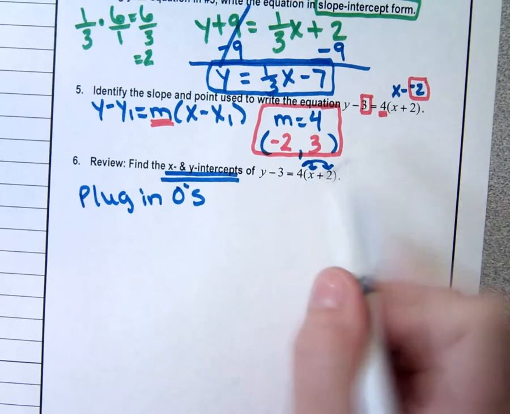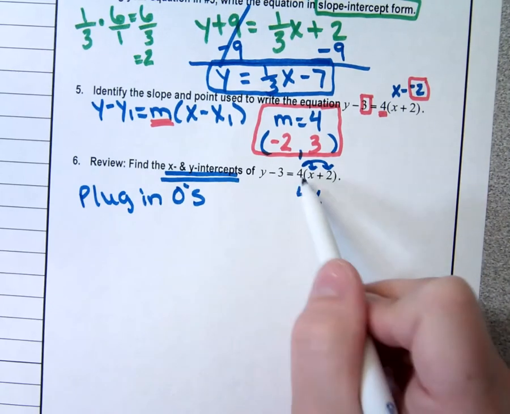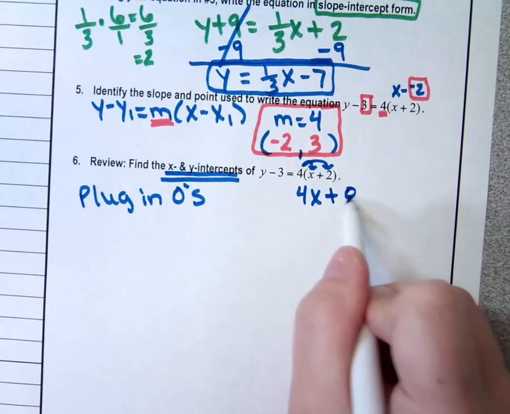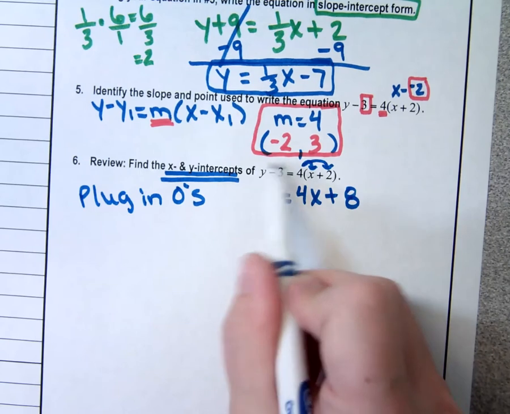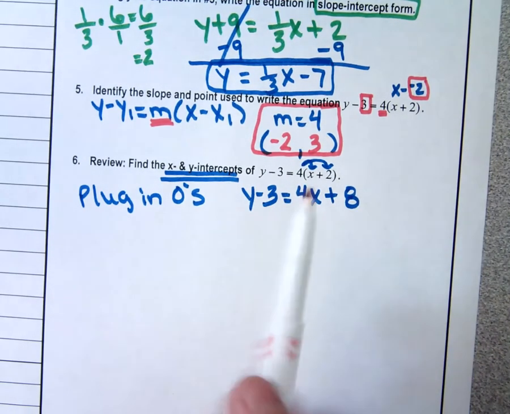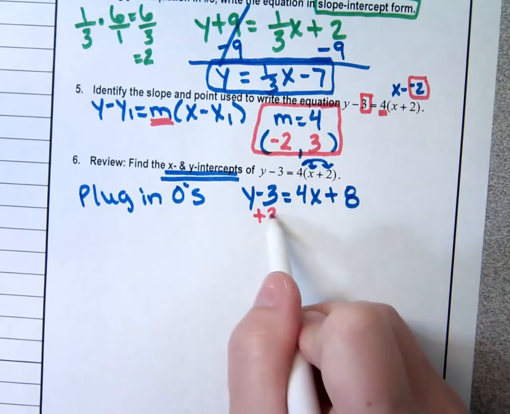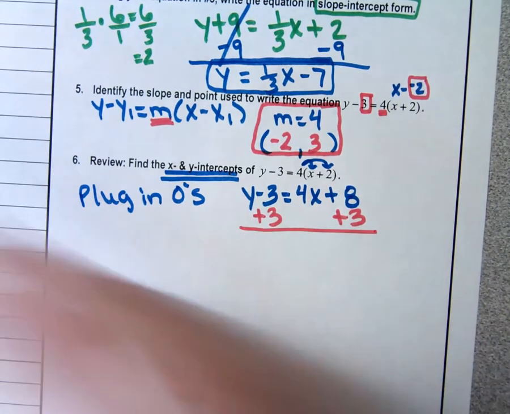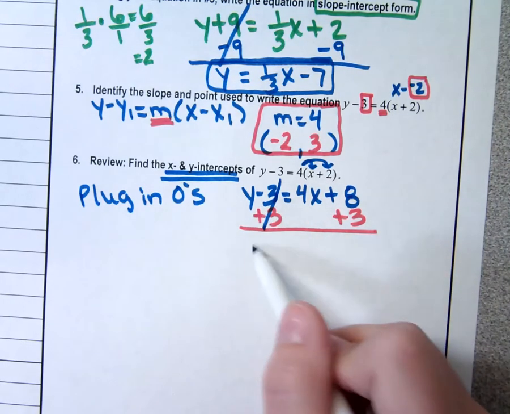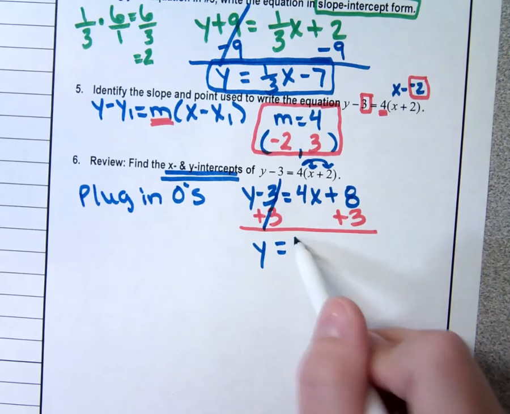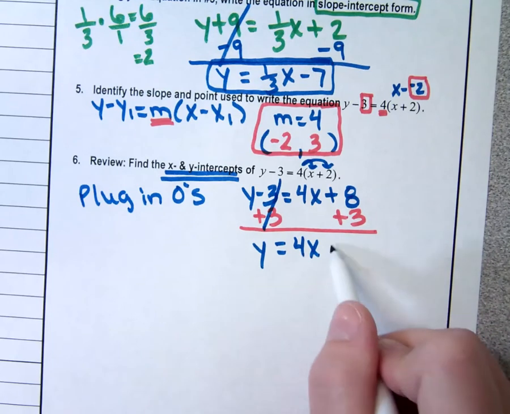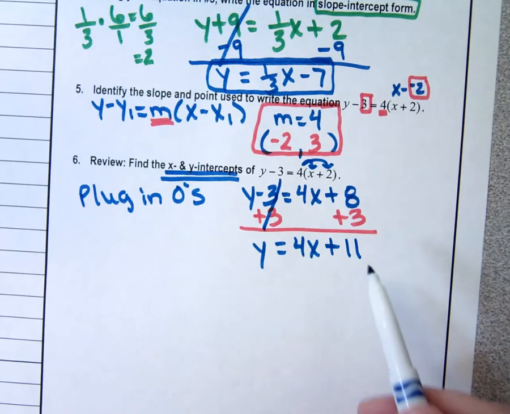How much is 4 times x? 4x. How much is 4 times 2? 8, and it's positive, so I put plus 8. Bring down the equals, and bring down the y minus 3. Now, to get y by itself, how do I move this minus 3? I add 3 to both sides. Negative 3 plus 3 is 0. That's gone. Bring down your y, bring down your equals, bring down your 4x. And then how much is 8 plus 3? A positive 11. So there's our equation.